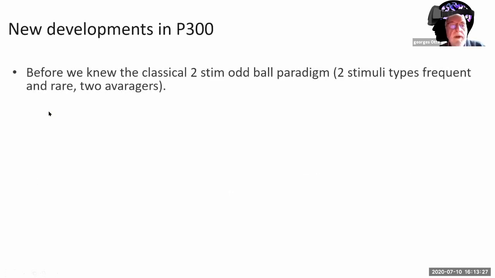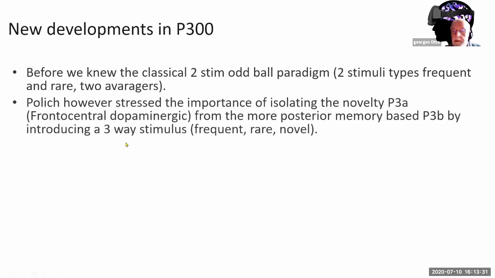I show you a new development in P300. Before, we had these two-stimulus oddball paradigms, still very valid. But one of the big names in P300 research was John Polich, and John Polich has written some very nice survey articles on P300, and he saw that there was a very important P3A, and P3A was, before, called the novelty P300.